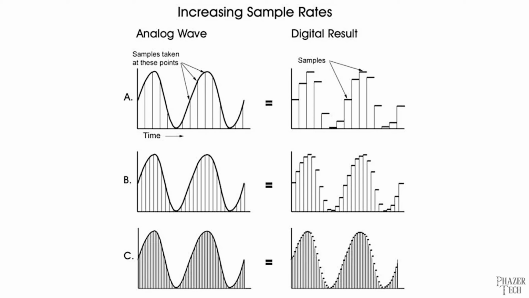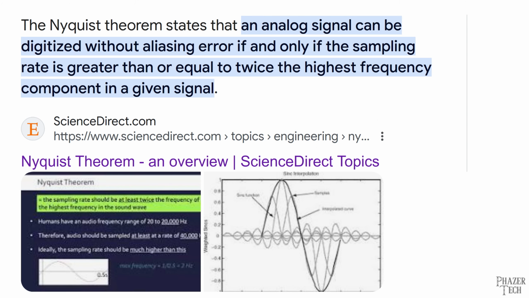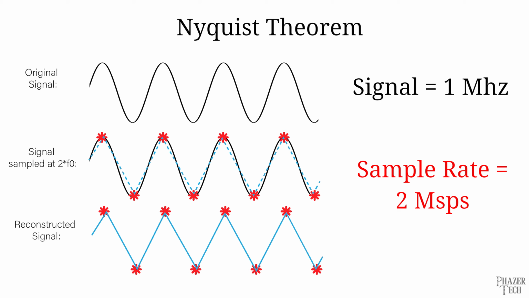The higher the sampling rate, the higher the scope's bandwidth, and this concept follows the formula known as the Nyquist theorem. The Nyquist theorem states that an analog signal can be digitized without aliasing error if and only if the sampling rate is greater than or equal to twice the highest frequency component in a given signal. So to give an example, in order for a digital scope to measure, let's say, a 1 MHz signal, its sampling rate needs to be at least 2 megasamples per second, or in other words, 2 million samples per second.